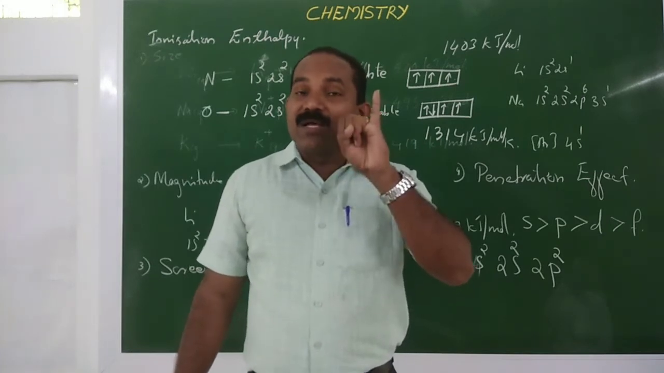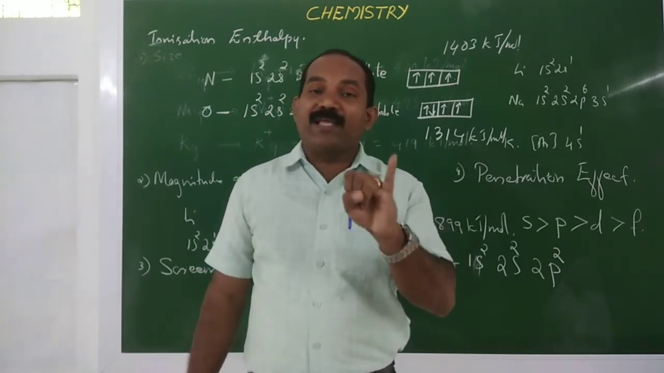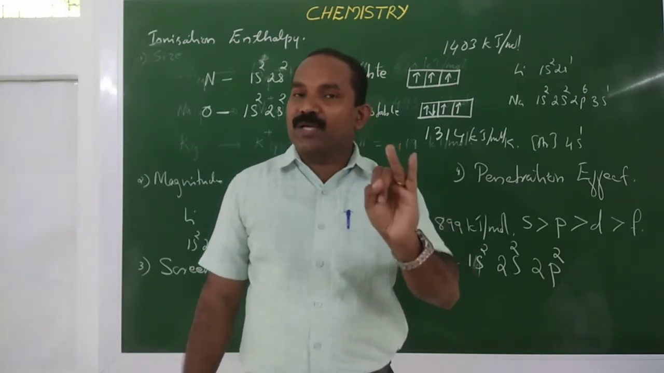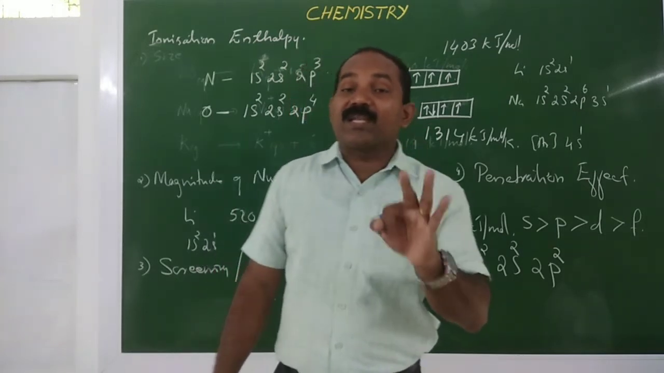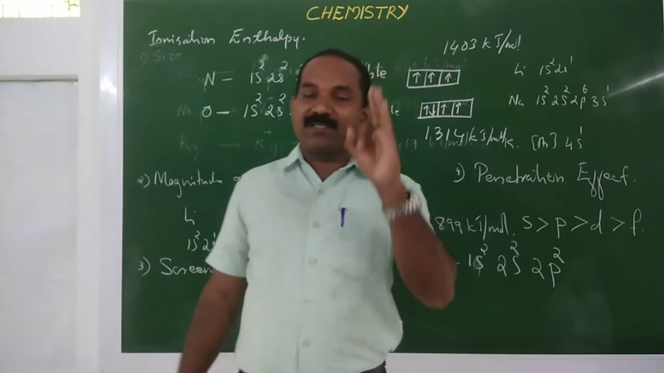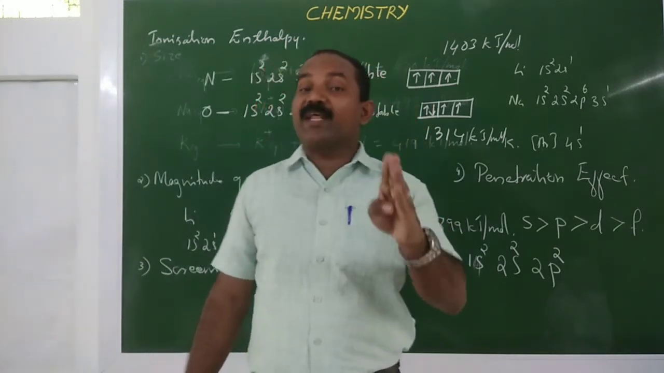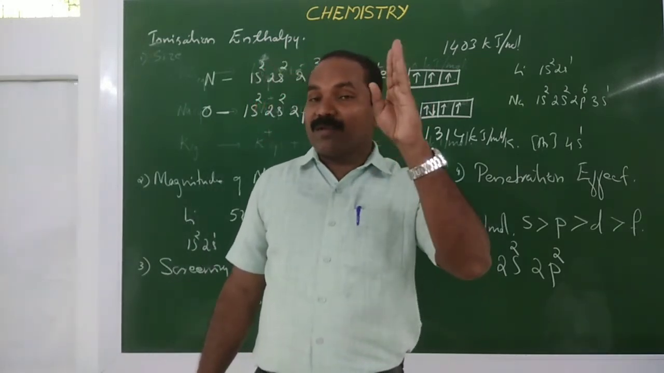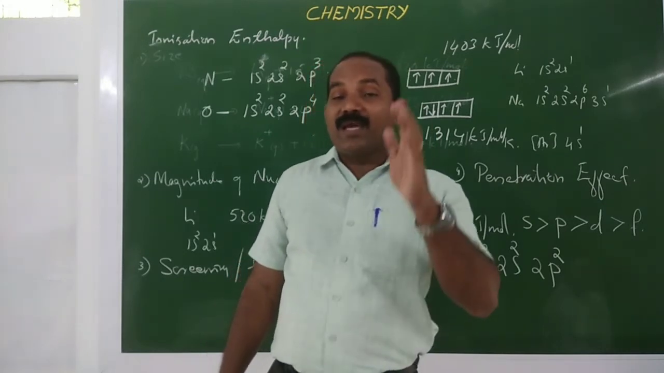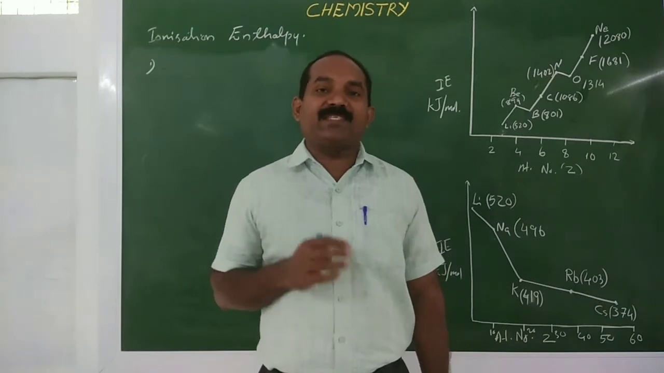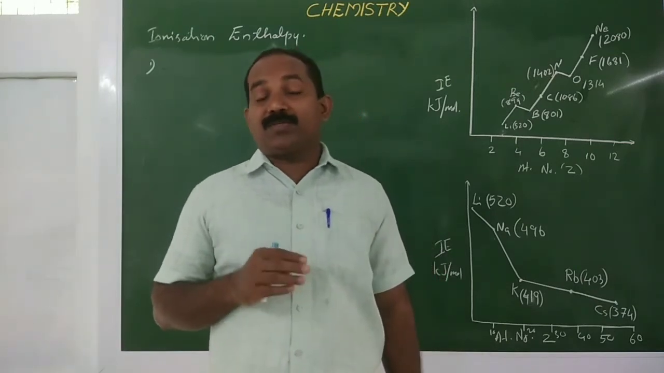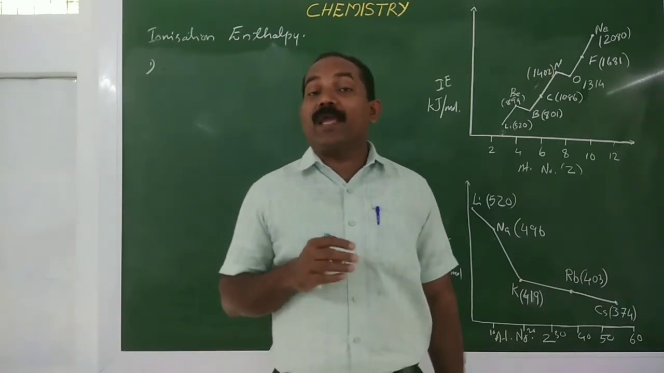Okay, 5 factors affecting the ionization enthalpy. One is atomic size or size of the atom. Second one is nuclear charge or magnitude of the nuclear charge. Third one is screening effect or shielding effect. Fourth one is penetration effect. Okay, then fifth one is electronic configuration. Okay, next is the variation of ionization enthalpy across the period and in the group.